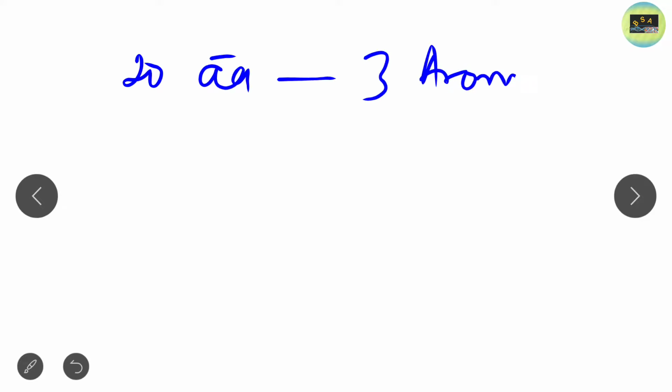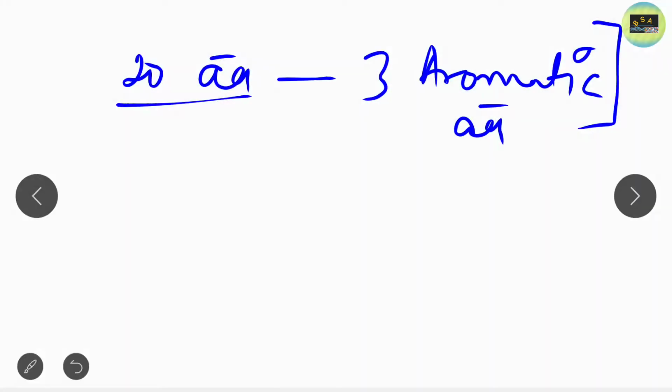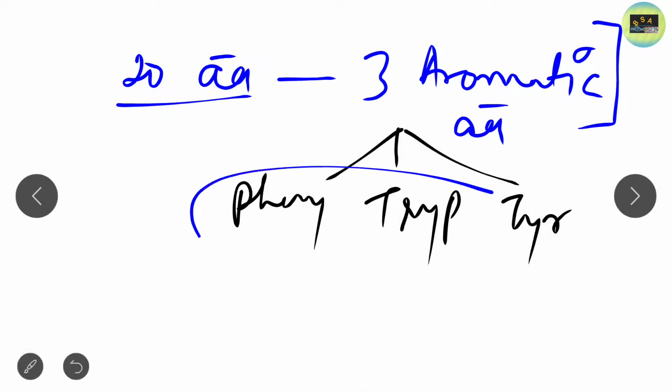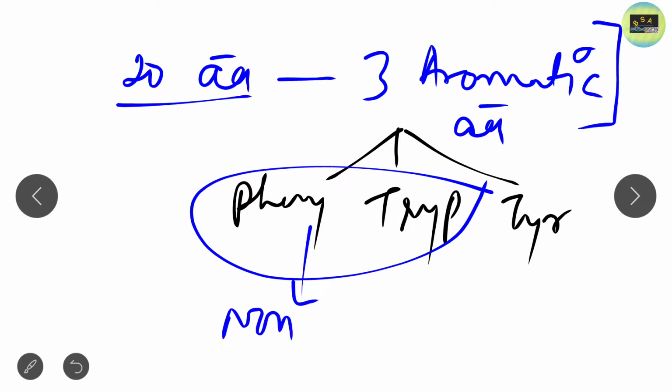Now two aromatic amino acids are there. Mainly, out of 20 amino acids, there are 3 aromatic amino acids, and these 3 are phenylalanine, tryptophan, and tyrosine. And out of these, 2 are non-polar and tyrosine is polar.